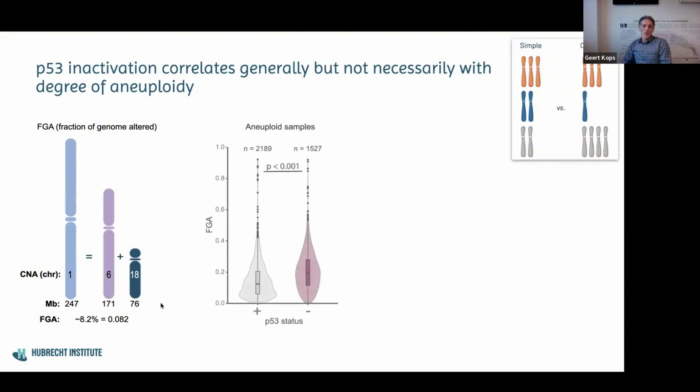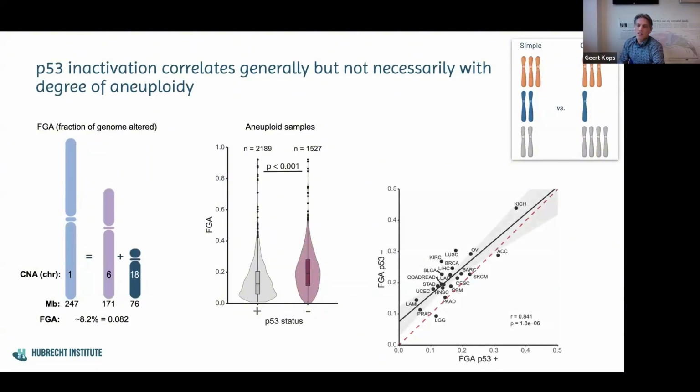And so when we look at this and we just classify the tumors on fraction of genome altered, we indeed see that p53 deficient cancers seem to have a higher FGA. And what we do here is that a loss or a gain is considered the same fraction of genome altered, right? It's basically just the change from the normal state.